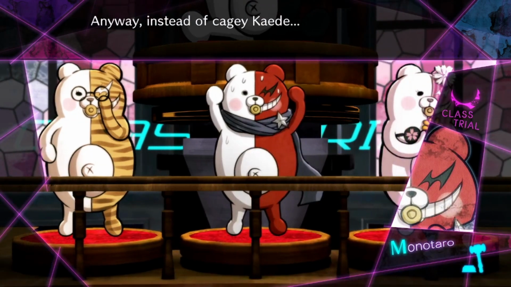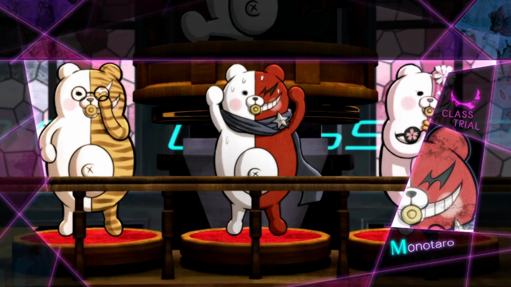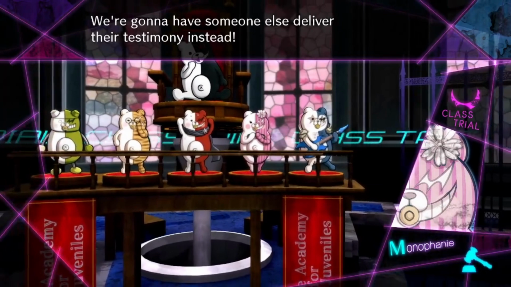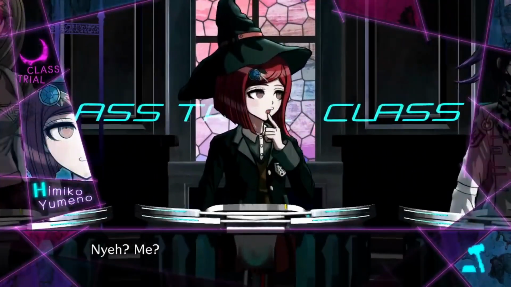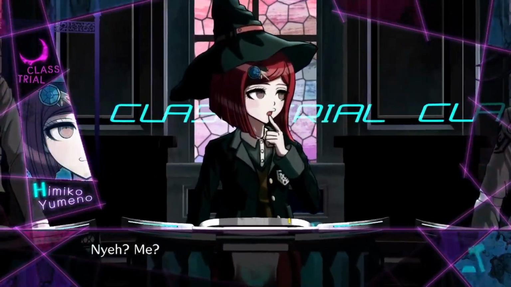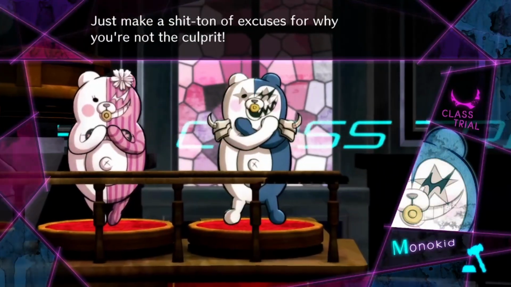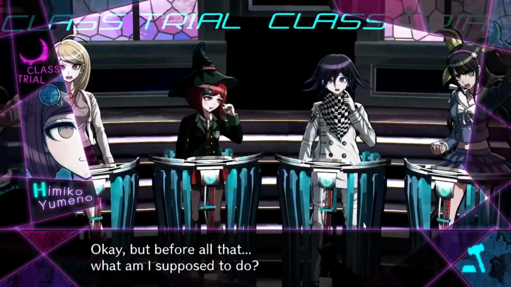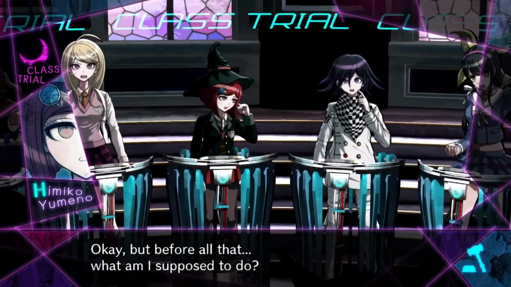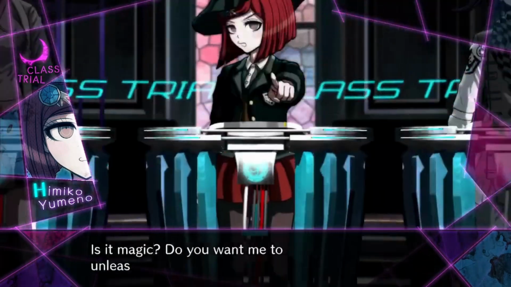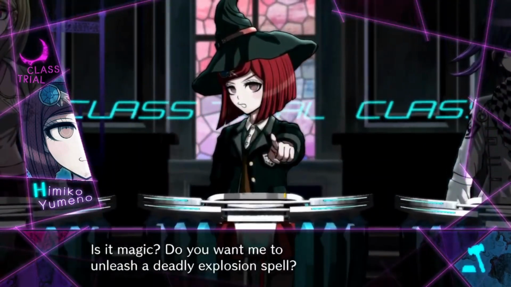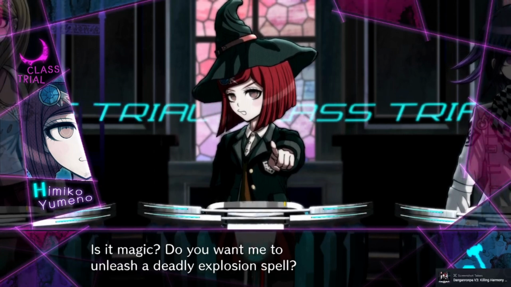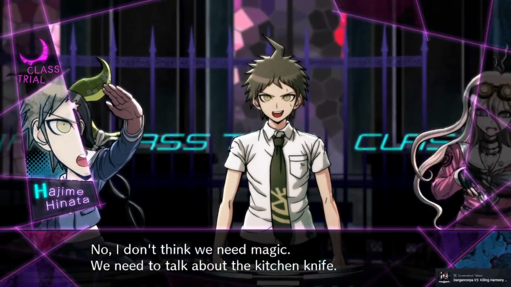Instead of Kaede, we're gonna have someone else deliver their testimony instead. Who? Me? Himiko. Just make a ton of excuses for why you're not the culprit! Okay, but before all that, what am I supposed to do? Is it magic? Do you want me to unleash a deadly explosion spell? Yes. No, I don't think we need magic.